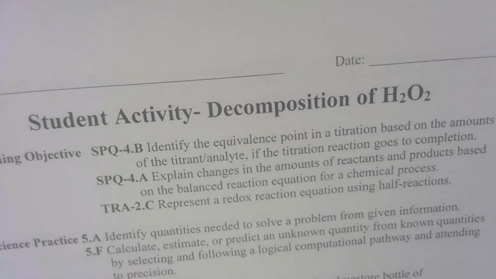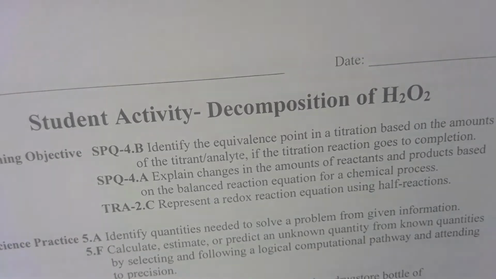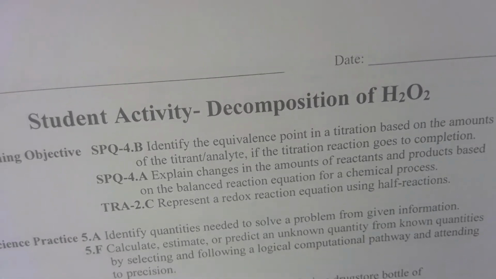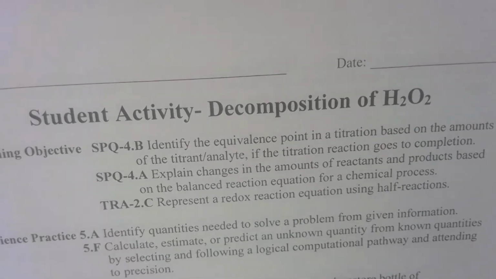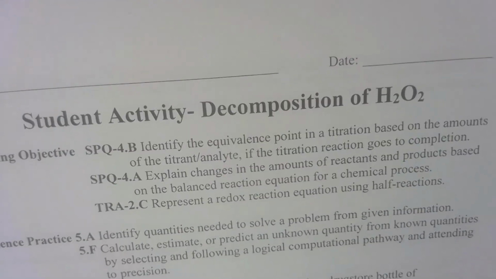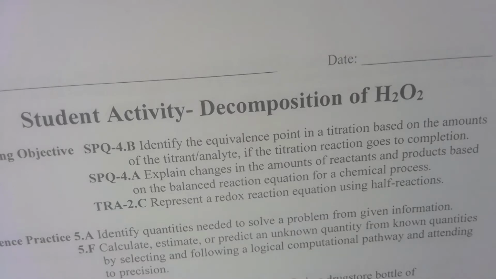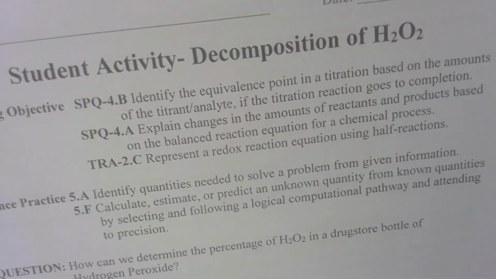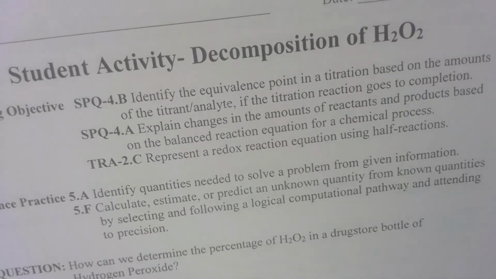So you can see there are 3 learning objectives. First is to identify the equivalence point in a titration based on the amounts of titrant/analyte if the titration reaction goes to completion. In other words, we're going to do something similar to MAVA equals MBVB, except without acid and base, we're going to titrate a redox reaction. Second, explain the changes in the amounts of reactants and products based on the balanced reaction equation for a chemical process. And third, represent a redox reaction equation using half reactions, which is kind of the most important part of this, showing you how to use half reactions to solve problems.